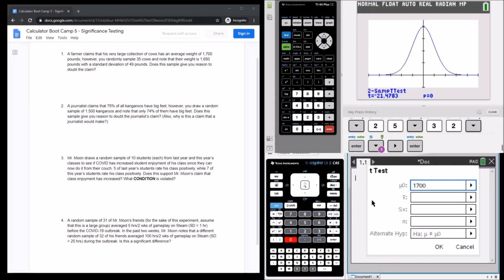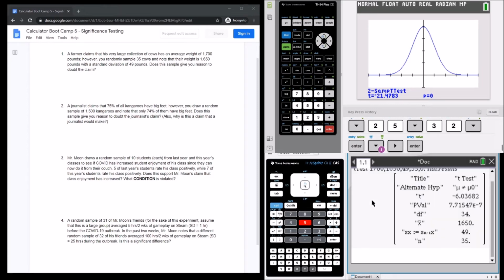But in this case, we're dealing with a mean weight of 1,700. We have sampled 35 cows. Their mean weight is 1,650 with a standard deviation of 49. And our N here is 35. We randomly sampled 35 cows. We weren't given a direction here, so we're just going to say not equal to as our alternative hypothesis.